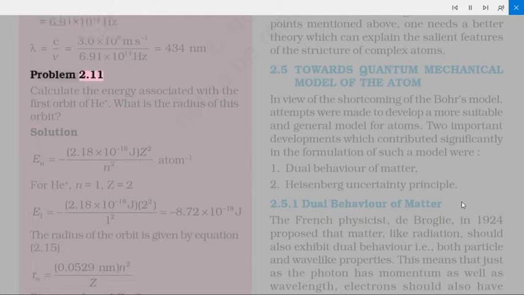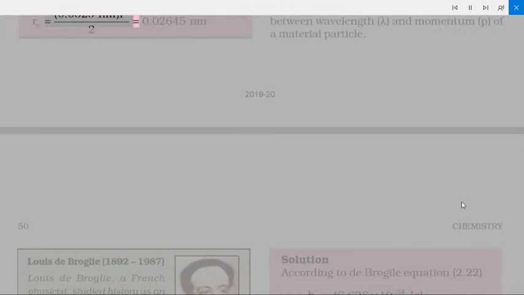Problem 2.11. Calculate the energy associated with the first orbit of He+. What is the radius of this orbit? Solution: E_n = -(2.18 × 10^-18 J)(Z²/n²). For He+, n is equal to 1, Z is equal to 2, so E_1 = -(2.18 × 10^-18 J)(2²/1²) = -8.72 × 10^-18 J. The radius of the orbit is given by equation 2.15, r_n = (52.9 pm)(n²/Z). Since n is equal to 1 and Z is equal to 2, r_1 = 52.9 pm × (1²/2) = 26.45 pm.